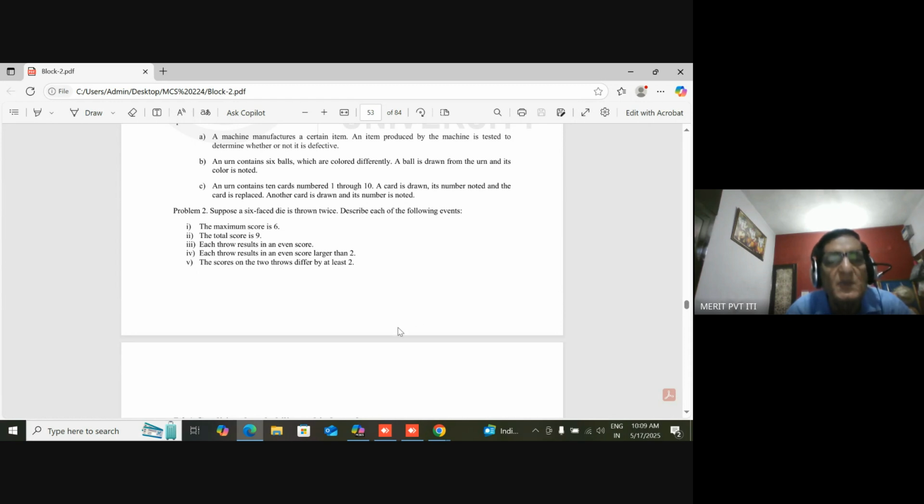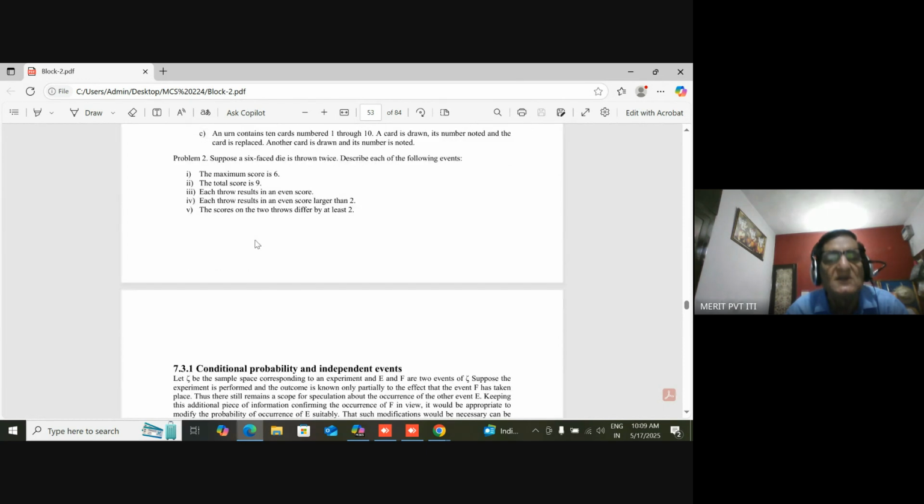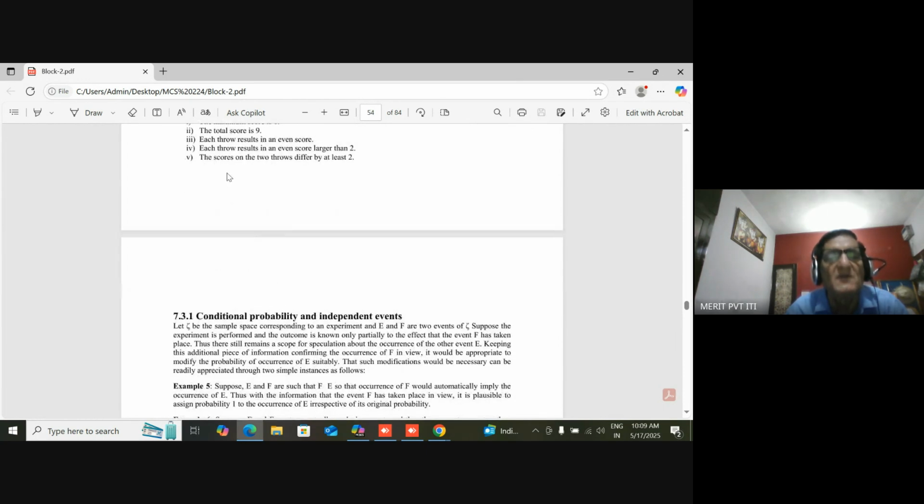Suppose a six-faced dice is thrown twice. Describe each of the following events. The maximum score is 6. You have to describe all of these, how it happens. So therefore, the conditional probability and independent events.